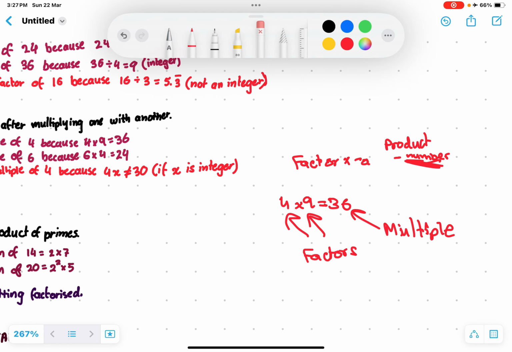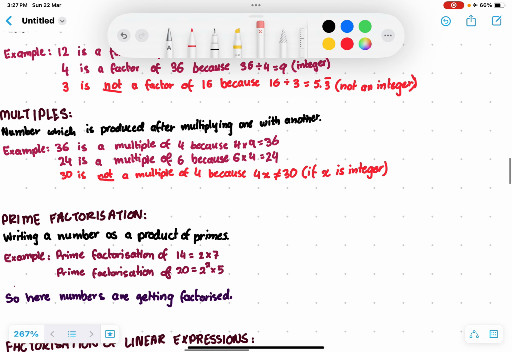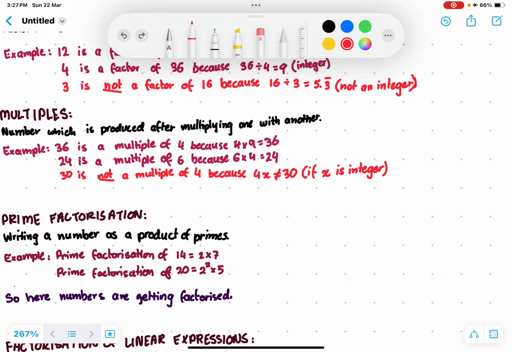Okay, now let's look at another example. Our example says 24 is a multiple of 6 because 6 times 4 is 24. Pretty simple. 24 is our multiple and 6 and 4 are our factors. But 30 is not a multiple of 4. Why? Because 4 times any integer, let's say x, is not equal to 30. We just can't make that happen. Okay, that's why 30 is not a multiple of 4.